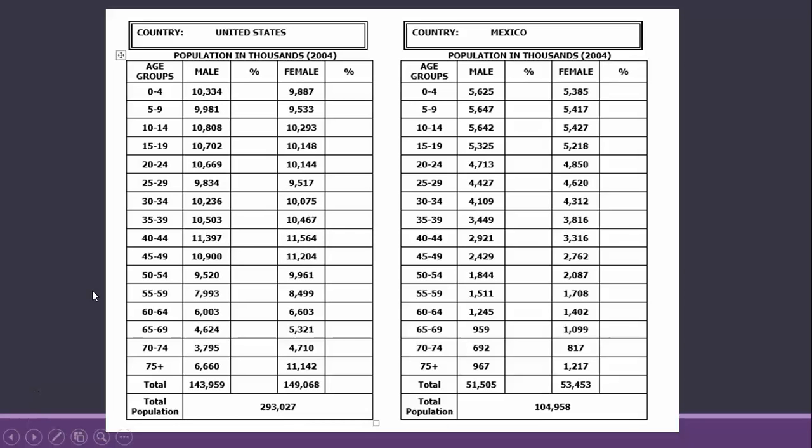So what you're going to do is break down every single one of these. You have male, you have female, and you figure out what the percent of the total is. So when you're figuring out 10,334 for age 0 to 4, you do 10,334 divided by the total population, and that will give you total percentages.